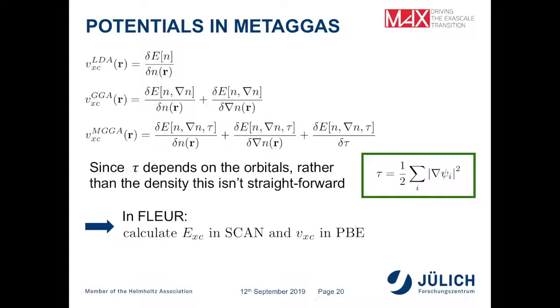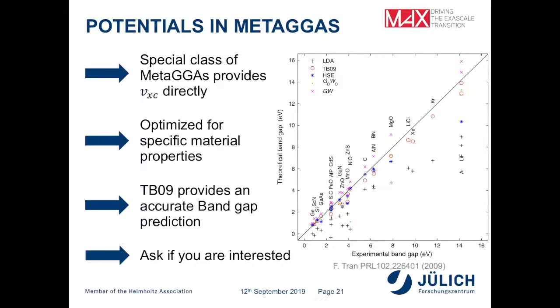But there's another class of meta-GGAs where they just circumvent this whole problem I explained to you here. Rather than giving you the exchange correlation energy and the derivatives with respect to its ingredients, they just give you the exchange correlation potential directly. And even though this is theoretically not necessarily the cleanest way to do it, they use this to optimize the functional for specific properties. So, for example, here Tran Blaha designed a functional that is very accurate for bandgap predictions.